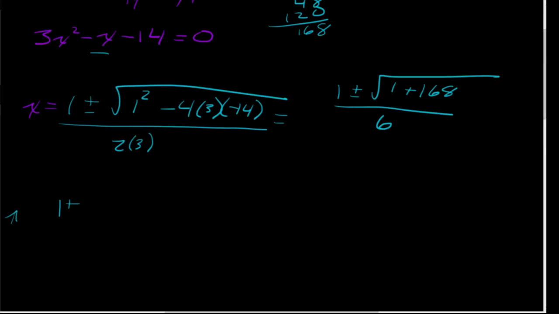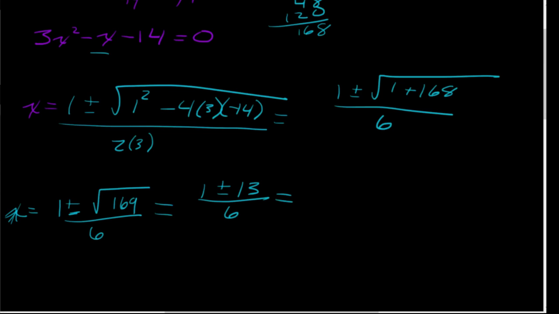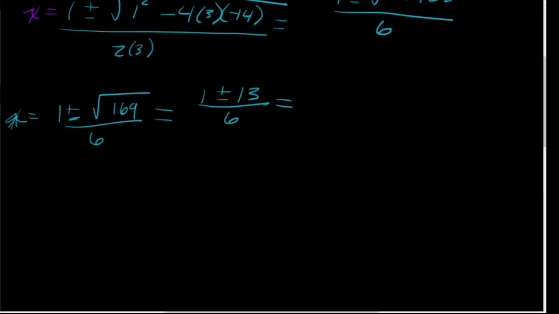So we get x is equal to 1 plus or minus the square root of 1 plus 168, which is 169, divided by 6. Oh, this should be plus or minus, excuse me. The square root of 169 is 13. So we will get two different answers.